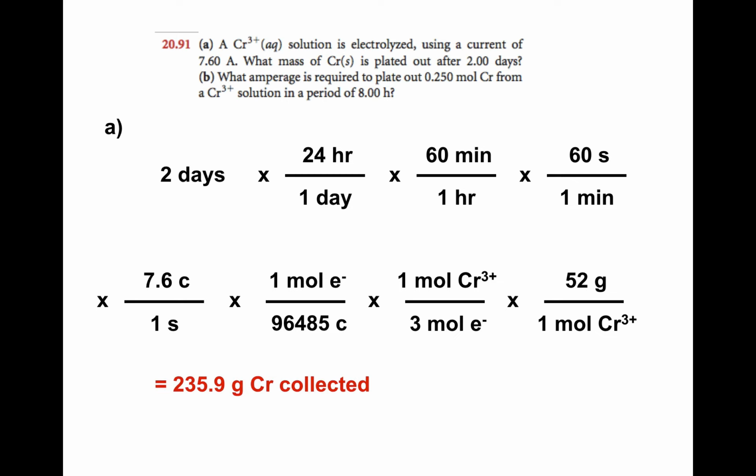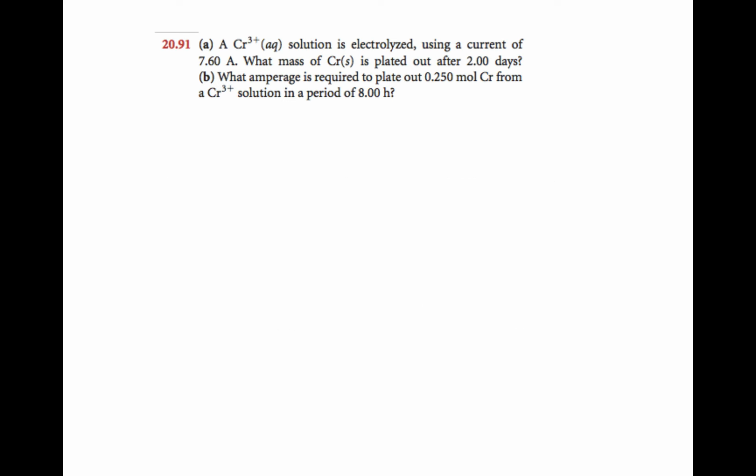All right, what amperage is required to plate out 0.25 moles of chromium from a chromium 3 plus solution in a period of 8 hours? Again, we have to have some sort of how long this has been running. And what I want to get to is the ratio, right? I want to get to amperage. I want to get to coulombs per second. So they gave me moles of chromium.